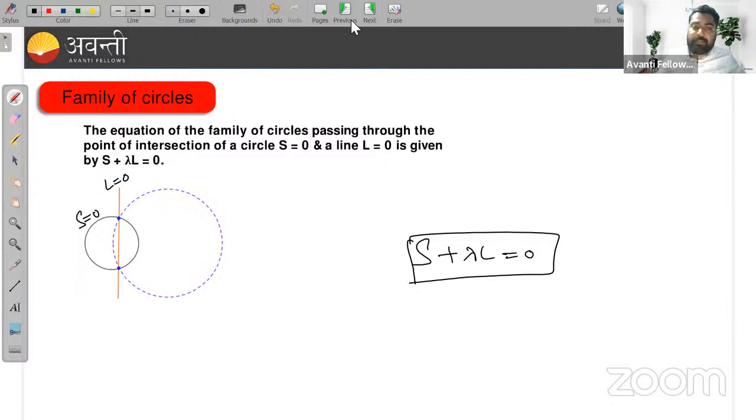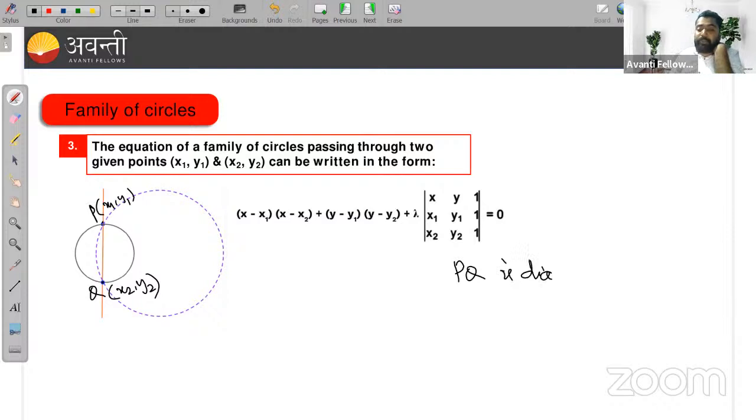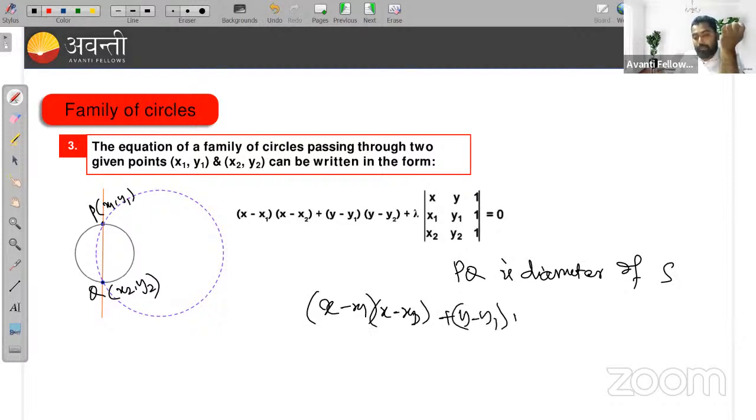Okay. Third one is, if you have a line and that line is a diameter to the circle, and this point is P and this point is Q, the coordinates of P are x1, y1 and the coordinates of Q are x2, y2, and PQ is the diameter of the circle S. Then the equation of the circle in diameter form will be x minus x1 into x minus x2, plus y minus y1 into y minus y2.